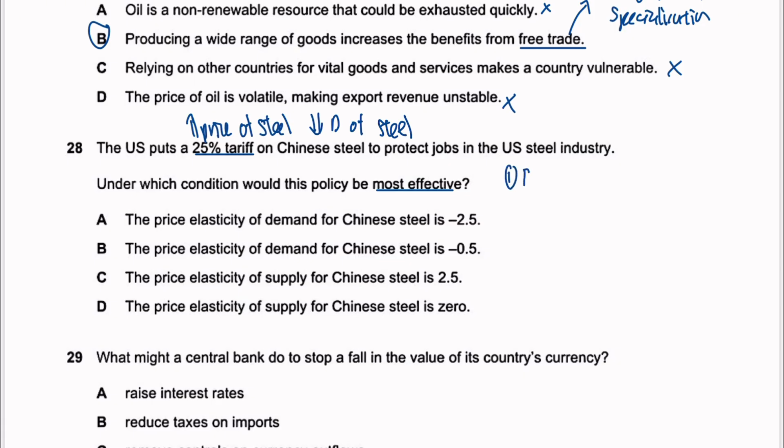So let's talk about PED first. Your PED must be price elastic for this policy to work well. Why? Because when we say the demand is price elastic, it means the quantity demanded is very sensitive to the change in price. In this scenario, the tariff will cause the price of Chinese steel to increase, right? So, as a result, the quantity demanded of steel will reduce significantly.